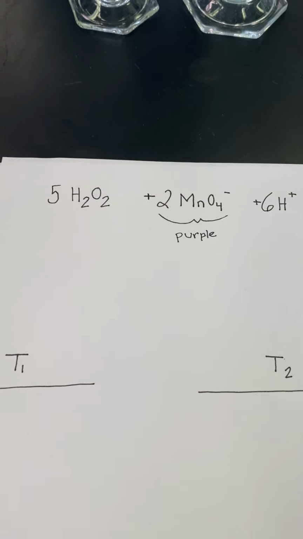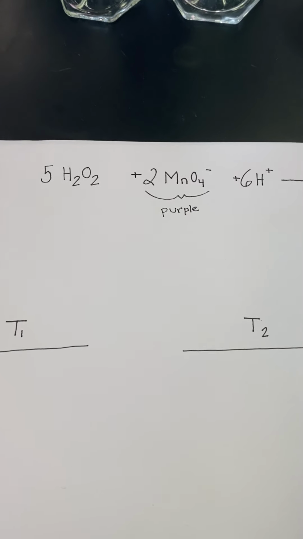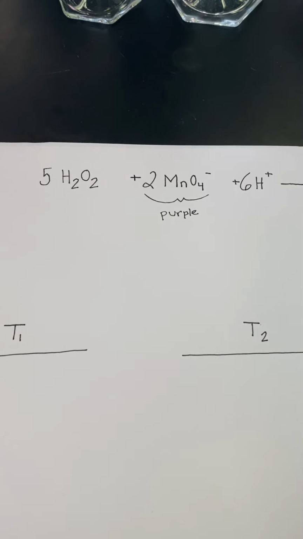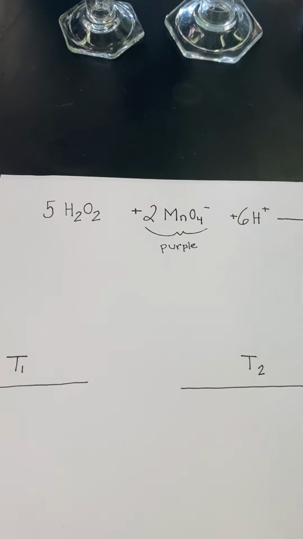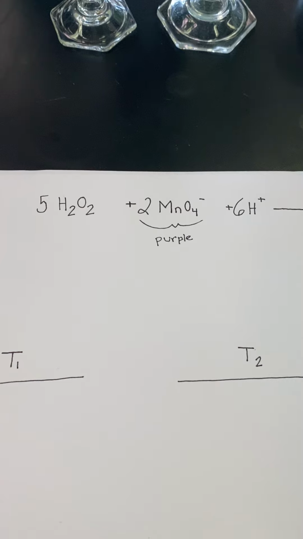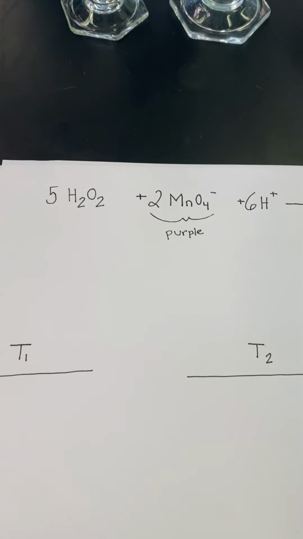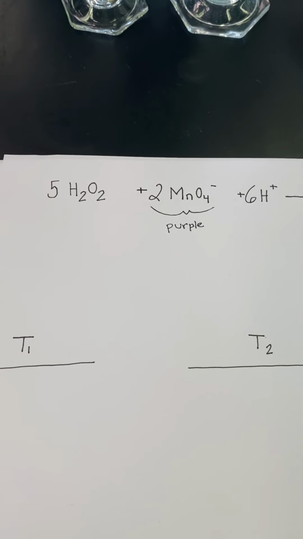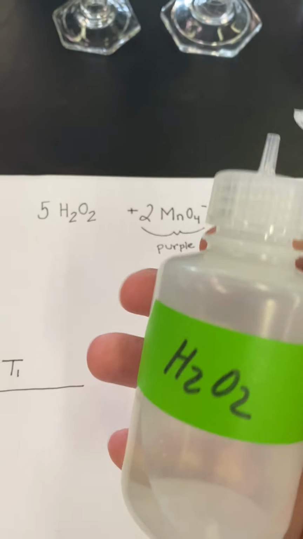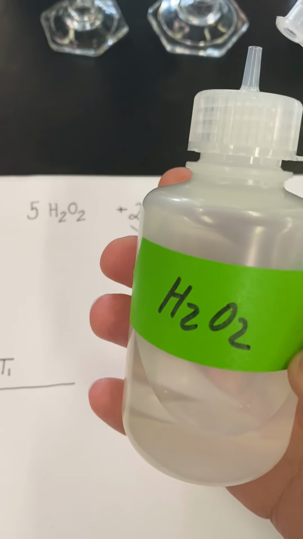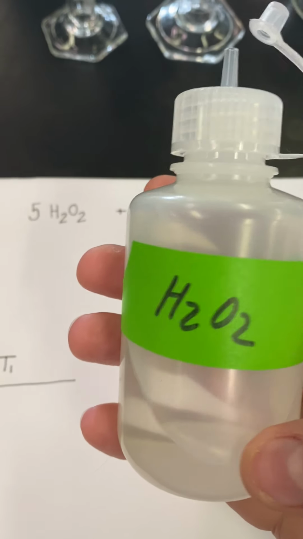Hi guys, so today I'm going to show you the titration of hydrogen peroxide using potassium permanganate, and ultimately the goal being for us to find the mass percentage of hydrogen peroxide in a commercially available bottle of hydrogen peroxide. And so this is just the hydrogen peroxide that you would go to the drugstore and purchase. And so we're going to find out how much hydrogen peroxide is in that bottle. And so that is our goal.